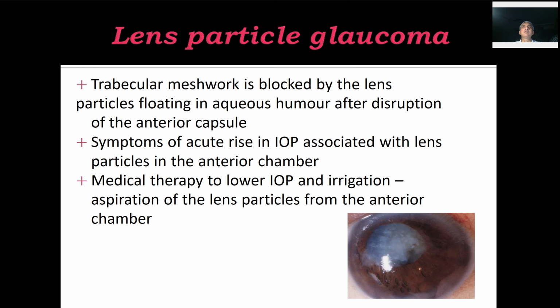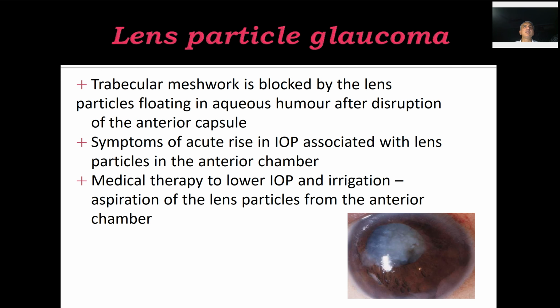Then we come on to lens particle glaucoma. Trabecular meshwork is blocked by the lens particles floating in the aqueous humor after disruption of the anterior capsule. So in this case, the capsule is obviously disrupted, and the symptoms of acute rise in IOP associated with lens particles in the anterior chamber, which obviously clog the anterior chamber angle.